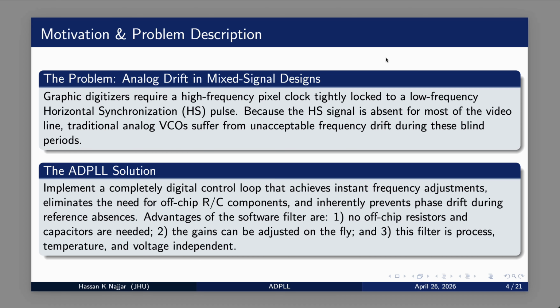Graphic digitizers require a high-frequency pixel clock that remains locked to the low-frequency horizontal synchronization pulse, even though the reference pulse is absent for most of each video line. In a conventional analog PLL, that sparse reference can allow the oscillator frequency to drift during the blind interval, which is exactly the practical problem this ADPLL architecture was designed to mitigate.